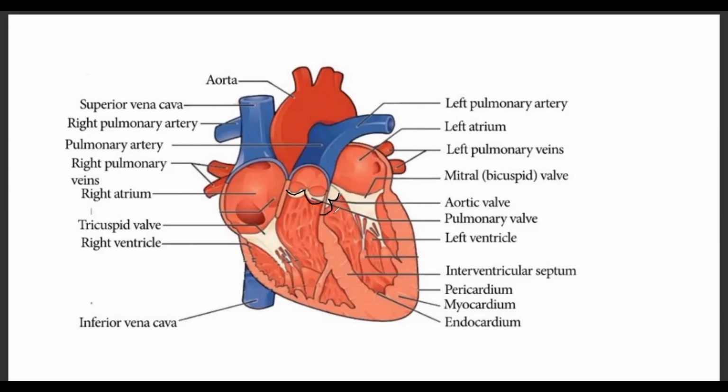Semilunar valves, right? They are found at the point where the pulmonary artery and aorta leave the right ventricle and the left ventricle respectively, right? So these valves prevent backflow of blood into the ventricles.